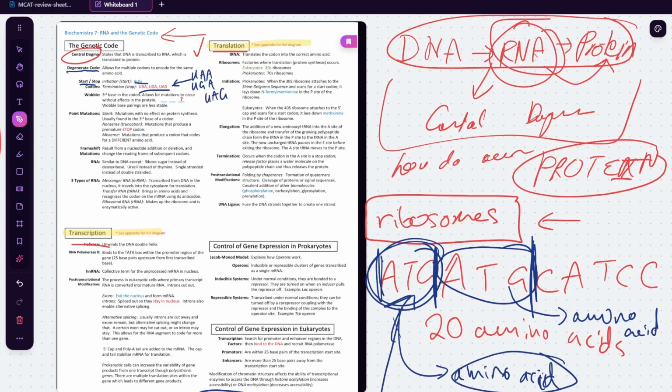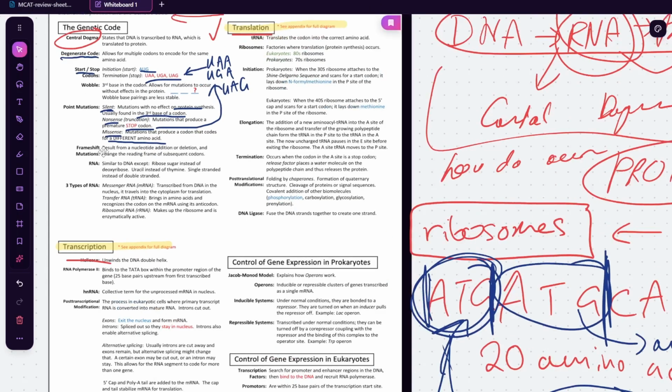And then point mutations have different damage, different consequences. Every point mutation has different types of damage: silent, nonsense, and missense. It's another biology review from chapter 12. Silent mutations have no effect on protein synthesis, usually found on the 3rd base of the codon. Nonsense mutations produce a premature stop codon, so any one of these. And then missense mutations produce a codon that codes for a different amino acid, an entirely different amino acid gets coded. I should zoom in so it's easier to read this.